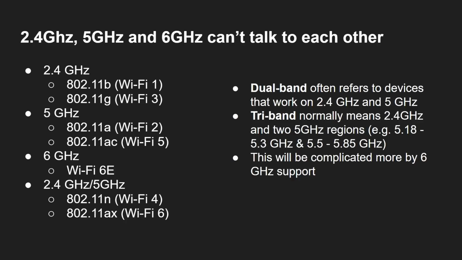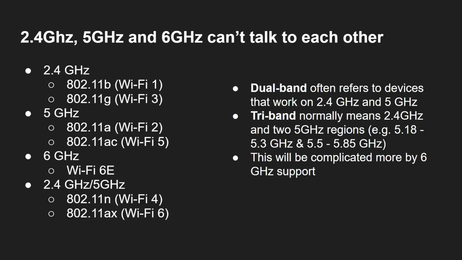Then you've got Wi-Fi 6E, which is in 6 gigahertz. It's another whole new frequency. And then you've got some standards that apply to both. So you've got 2.4 gigahertz and 5 gigahertz in 802.11n and in AX, so Wi-Fi 4 and Wi-Fi 6.